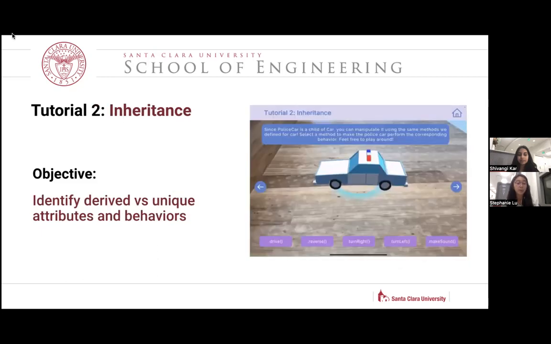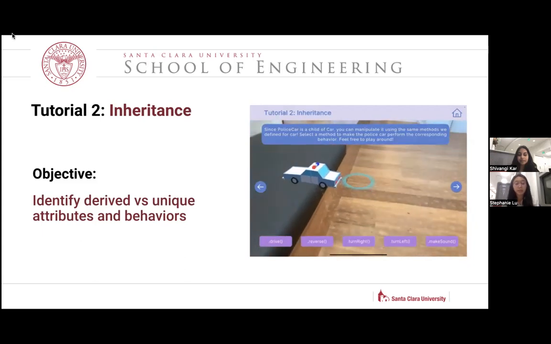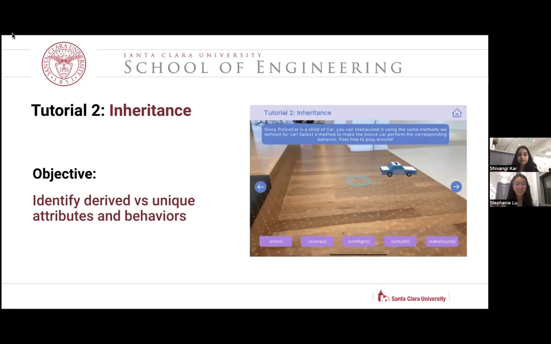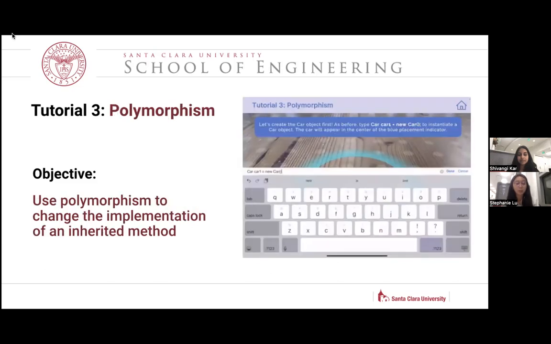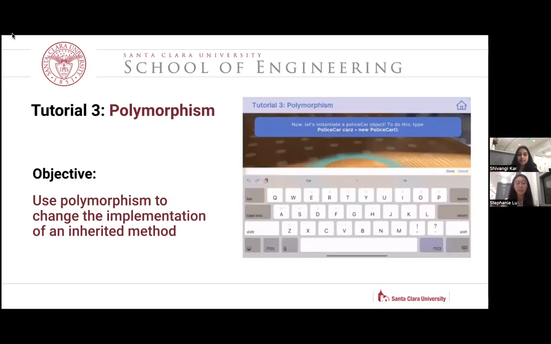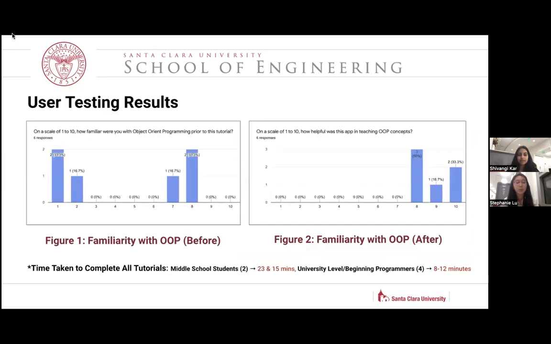The goal for our second tutorial is to enable users to identify inherited and or derived versus unique attributes and behaviors of a subclass. And finally, our third tutorial focuses on using polymorphism to change the implementation of an inherited method. For performance evaluation, we tested ORIENT on 6 individuals ranging from middle school to college.